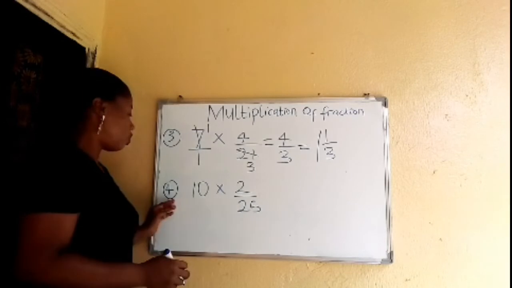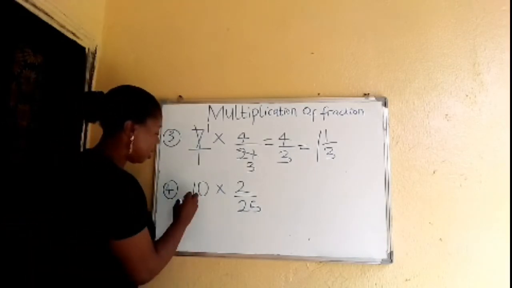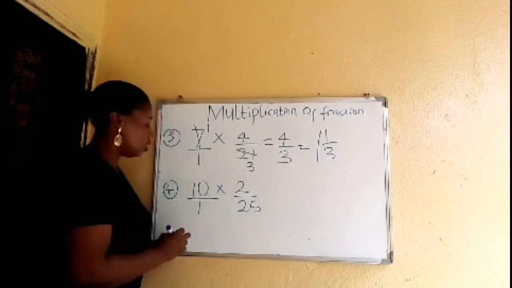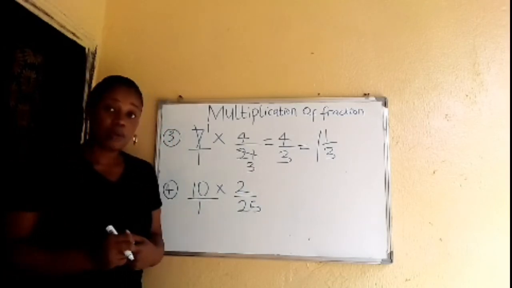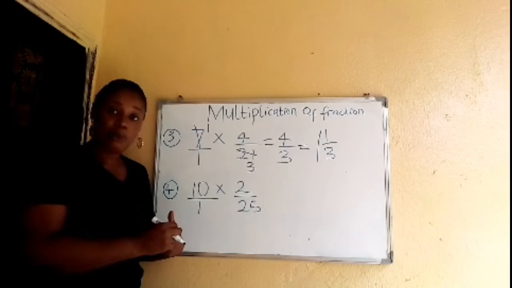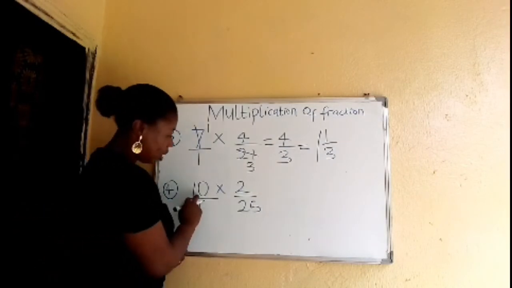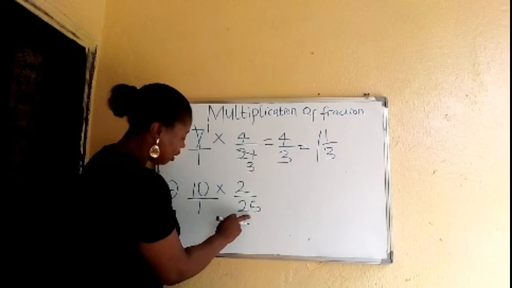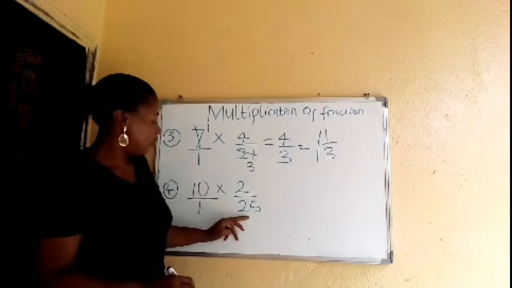Okay, the fourth question. Now, we have to multiply. To solve that, we put 1 in the denominator. And then we check if there are multiples of any number so that we can divide them at that point or cancel them out. So let's check. We have 10 here. We have 25. If you notice, 10 is not a multiple of 25.